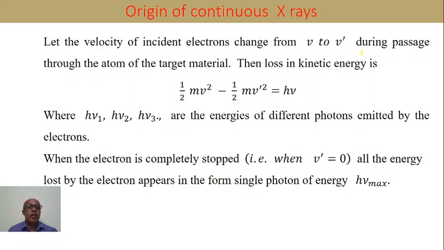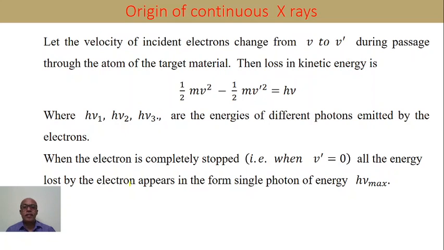During the passage of the electron through the atom of the target material, it loses kinetic energy, and that is given by half mv square minus half mv dash square equal to h nu. This is the change in kinetic energy of the electron when it passes through the atom of the target material, where h nu1, h nu2, h nu3 are the energies of different photons emitted by the electron.